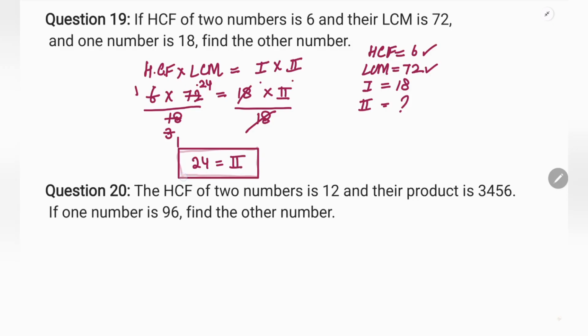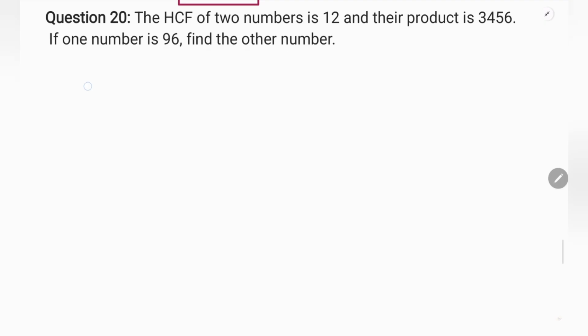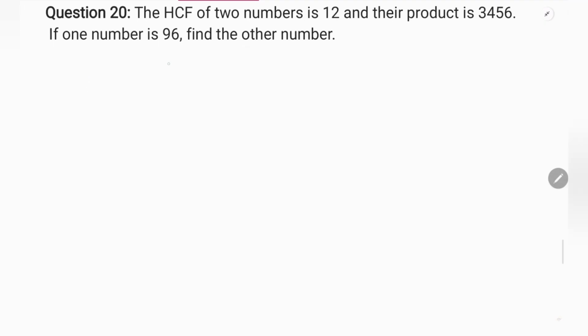So the second number is 24, right? After that, we know the formula. They are saying HCF is 12 and the product of numbers, first number times second number, is 3456. Okay, and one number is 96. They are saying find the other number, find the second number.